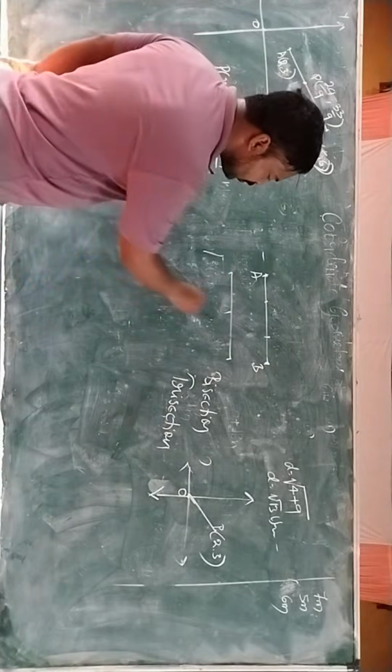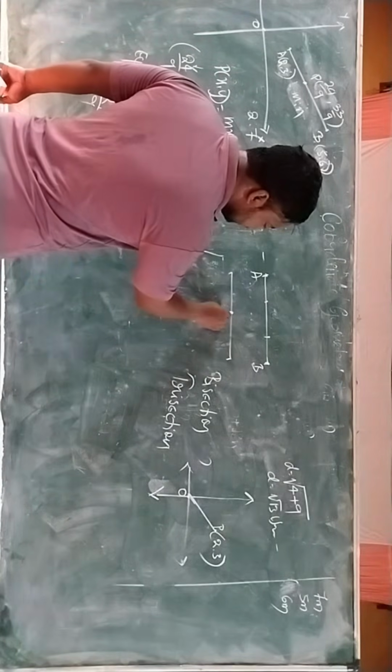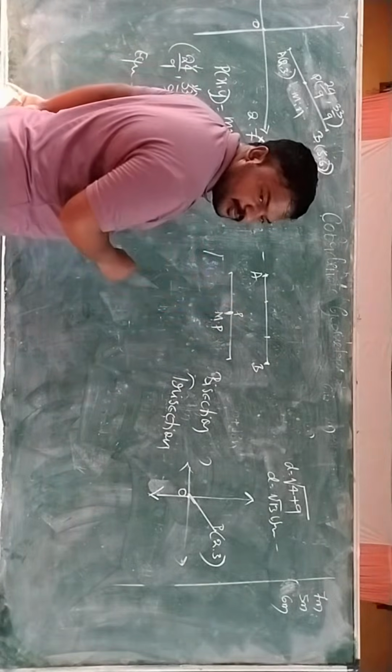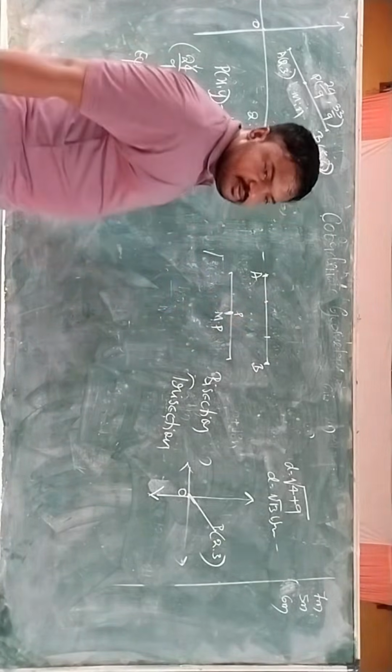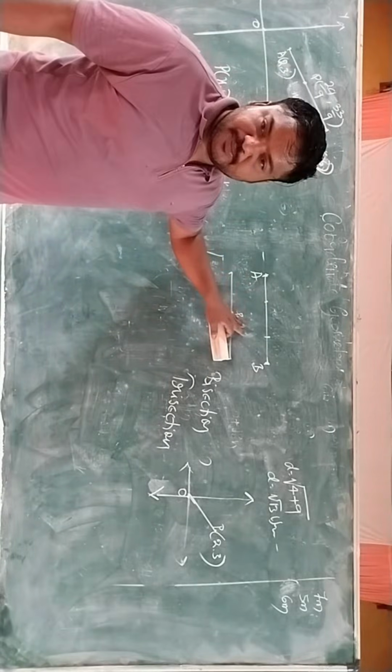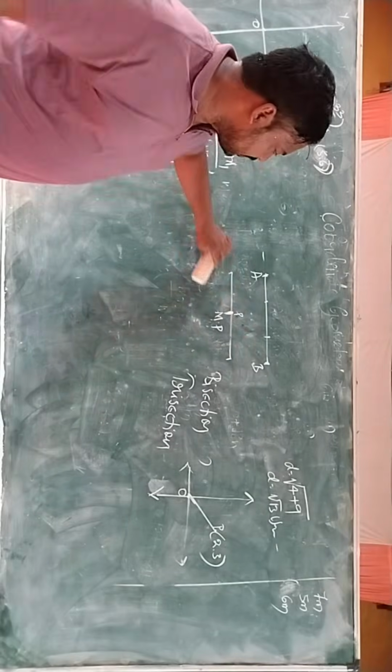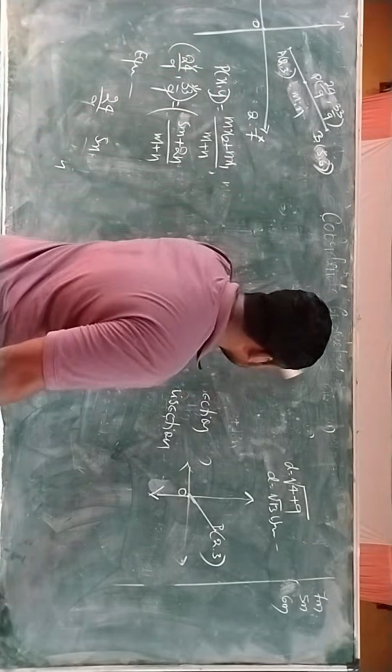So in bisection, this point, middle point, acts as a midpoint. Correct? Point P acts as a midpoint. But in trisection, no. It doesn't act as a midpoint because it is divided into three equal parts. Understood? Okay, the next circles.